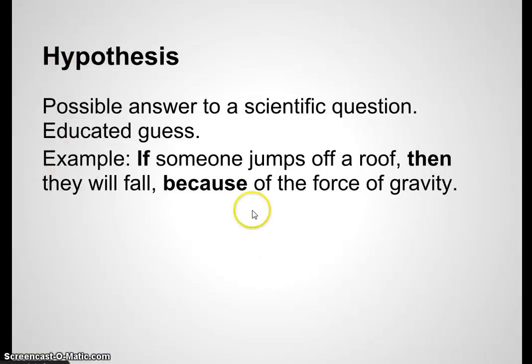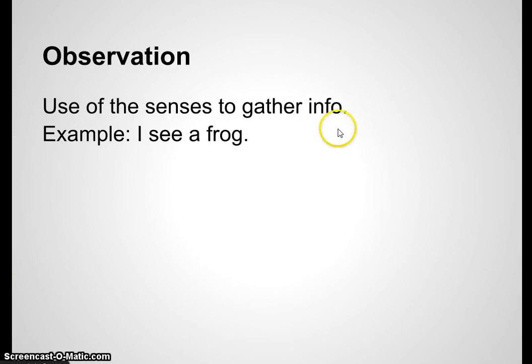An example that you guys may have seen in middle school is the if, then, because hypothesis. If someone jumps off the roof, then they will fall because of the force of gravity. We will work on creating a hypothesis in this way and also in other ways as we create your experiments next week. Okay, observation.